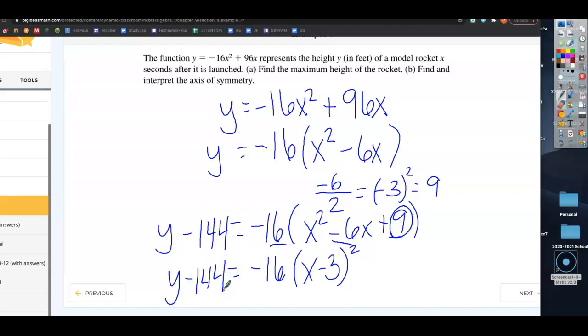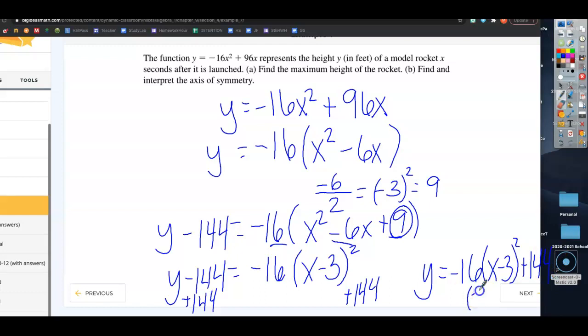We're actually finding the what since it's a parabola? The vertex. Okay, so we're getting into the vertex form. So what needs to be by itself for the vertex form? Y. So how would I get rid of this minus? So I'd do that over here. So then my equation would be y equals negative 16 times x minus 3 quantity squared plus 144. So what would my vertex be? 3, 144, because x's come first.